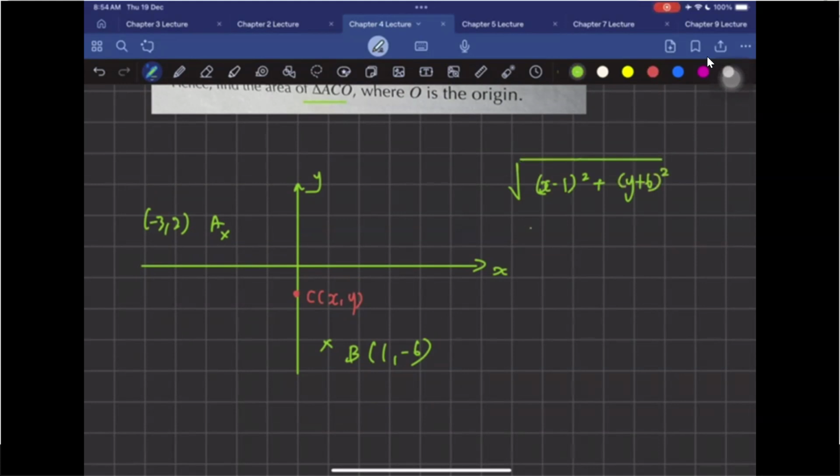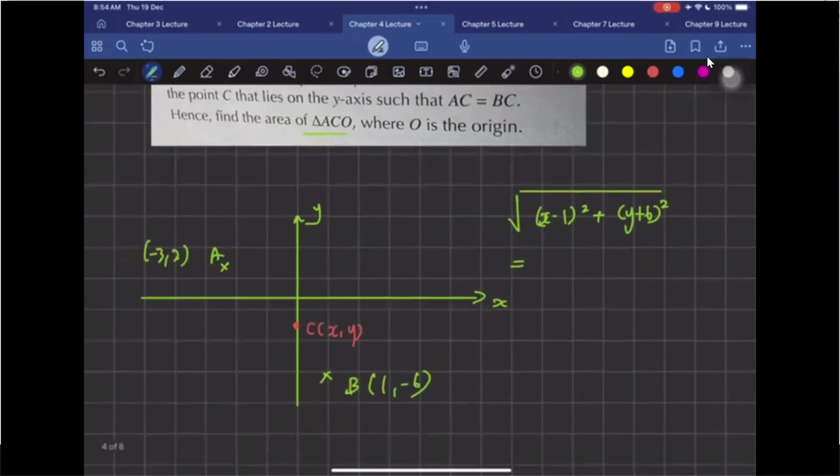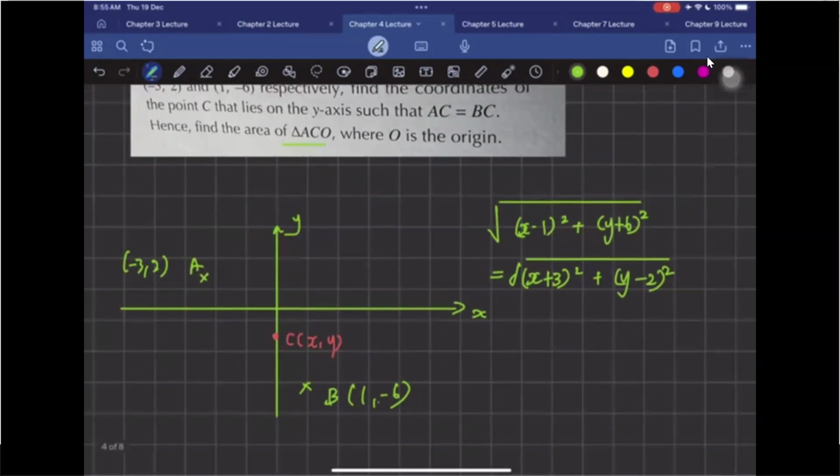So again, this equals to your other one, which is x plus 3 square plus y minus 2 square. Do you know that since it's minus 6, right? So y minus 6 would give you plus 6. So straight away I type in plus 6.